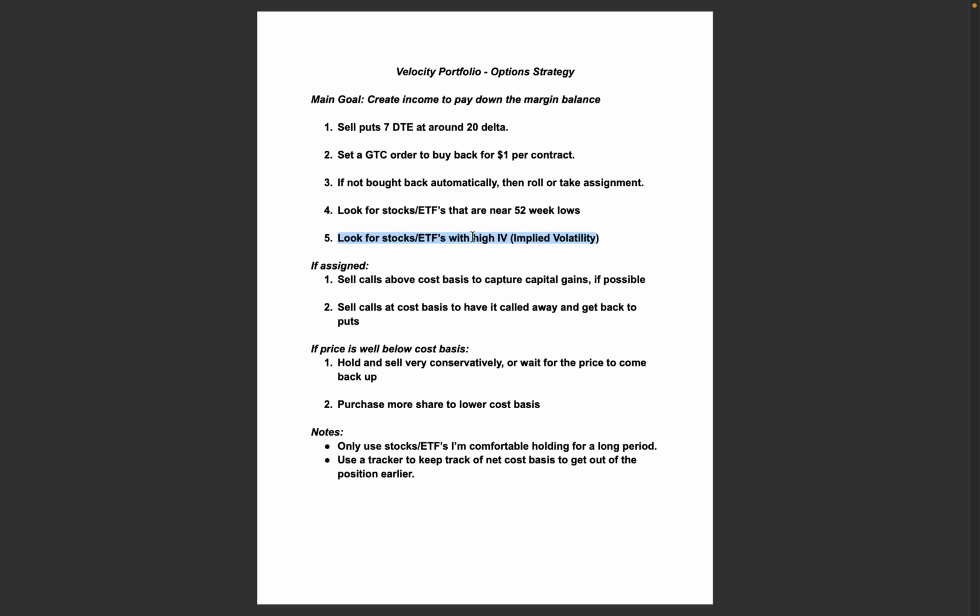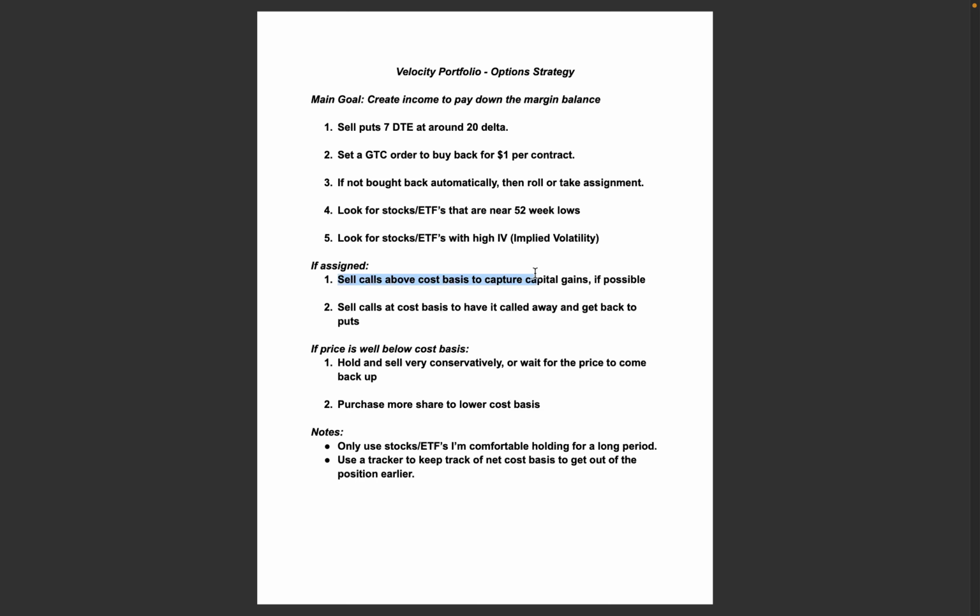So stuff like TSLL or SOXL are pretty popular. TSLL follows, it's a double or triple leveraged Tesla ETF. So the implied volatility is kind of inherently high on it because Tesla is always high. So that is for selling puts.